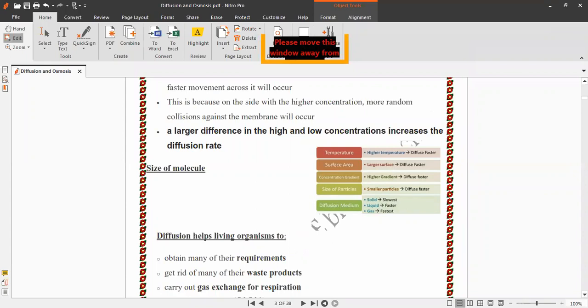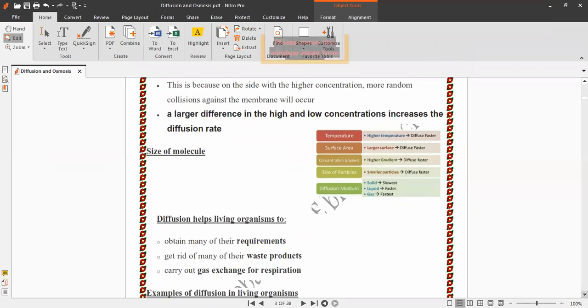And also the diffusion medium. If the medium is solid, here is the slowest motion, so the slowest diffusion. If you have a liquid medium, the diffusion will be faster than solid, and gas is faster than liquid, faster than solid. Because here diffusion depends on the collisions between particles, the kinetic energy that comes from collisions between particles.